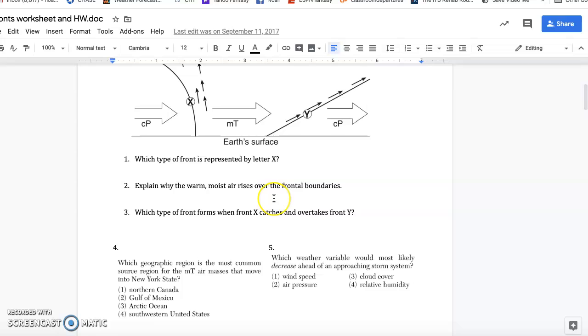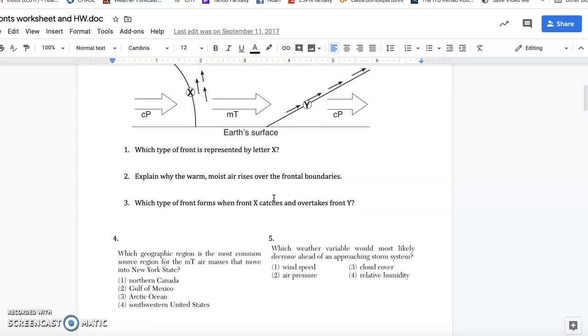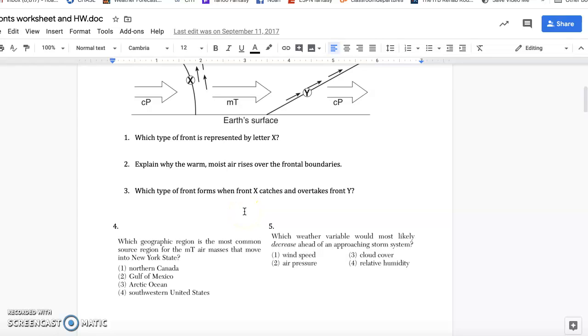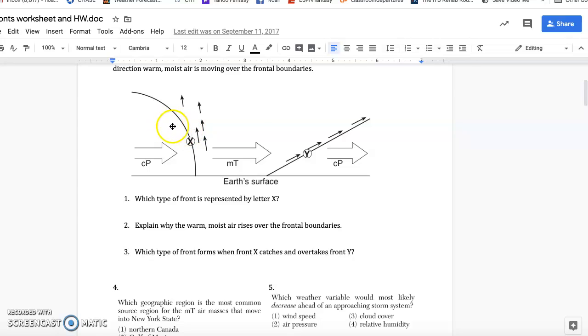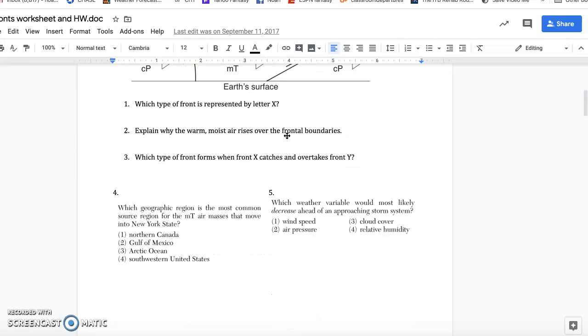Why does warm, moist air rise? It's less dense. Same reason anything rises or sinks. 3, which type of front forms when X catches and overtakes Y? So this X catches up to Y and they combine. It was a picture I showed you before, what we call occluded.